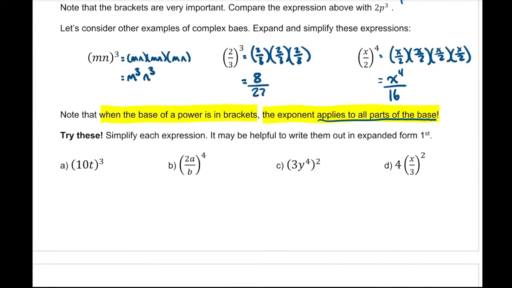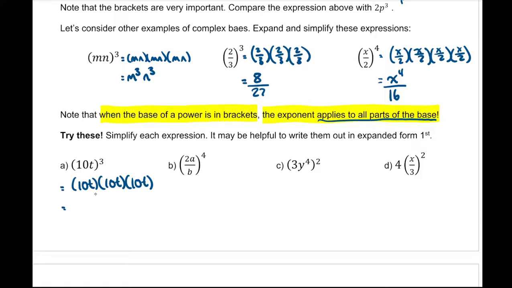So let's look at these next examples, and it might be helpful to write them out in expanded form first because they might be a little bit confusing. So for A, 10t in brackets to the power of 3. If I'm going to write in expanded form, that means it's 10t times 10t times 10t, 3 10t's all multiplied together.